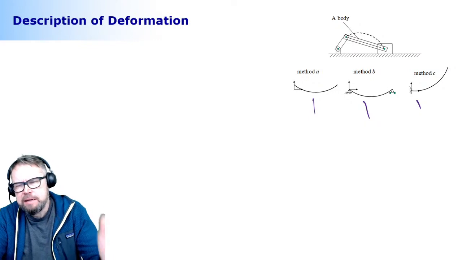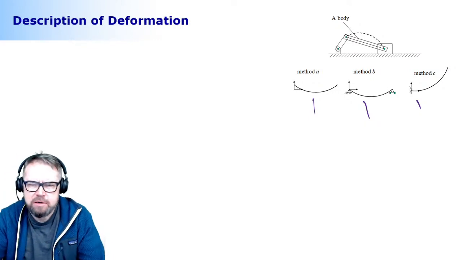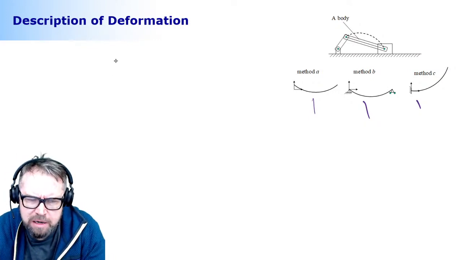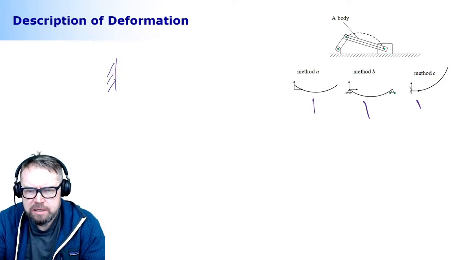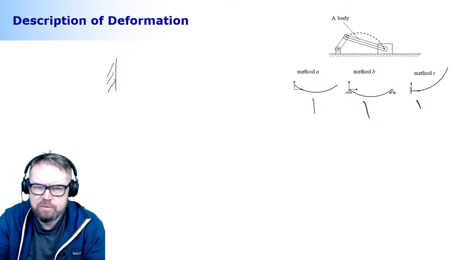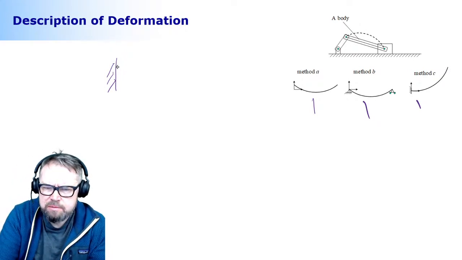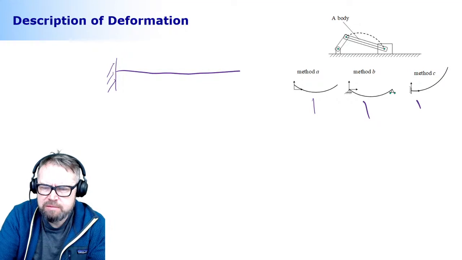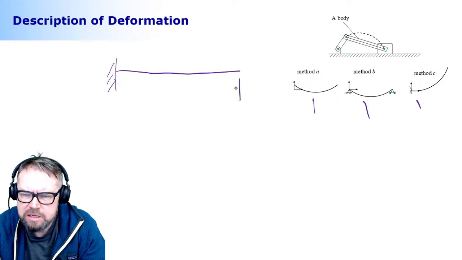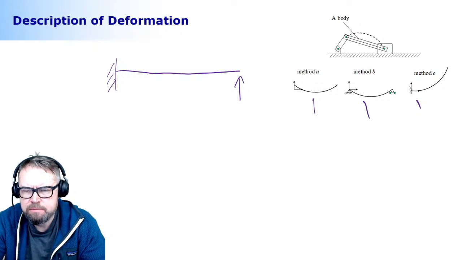Confusing. Okay, let's take a look. Let's take a look at what happens if I just model a cantilever beam using these three different reference conditions. Let me first describe the cantilever beam in undeformed configuration like this. And then I'm going to load this cantilever beam on its free end.